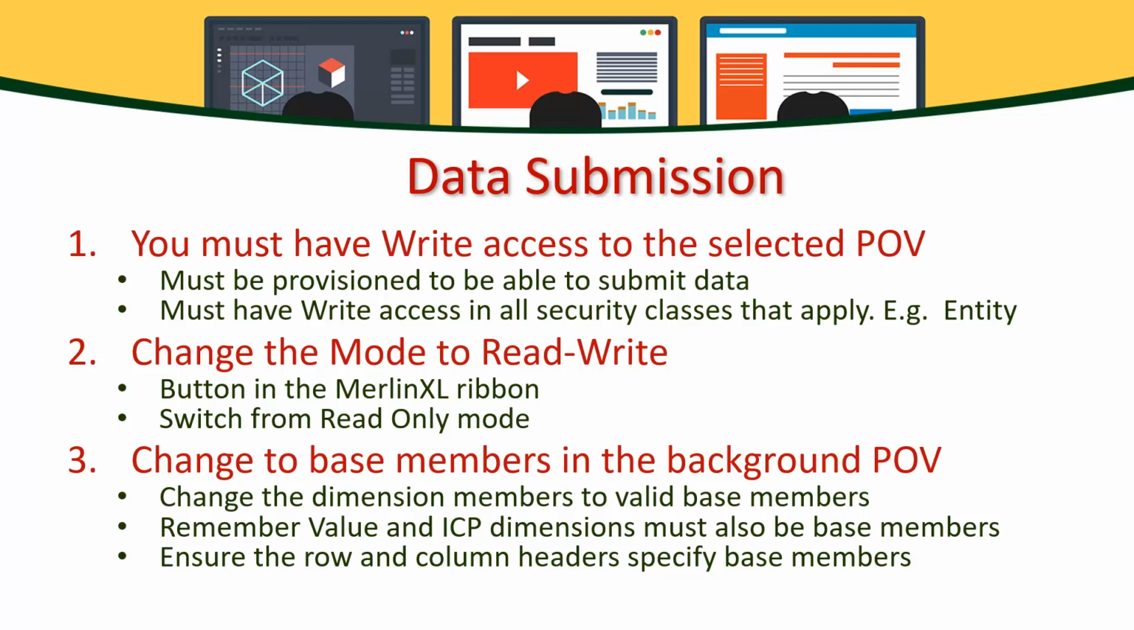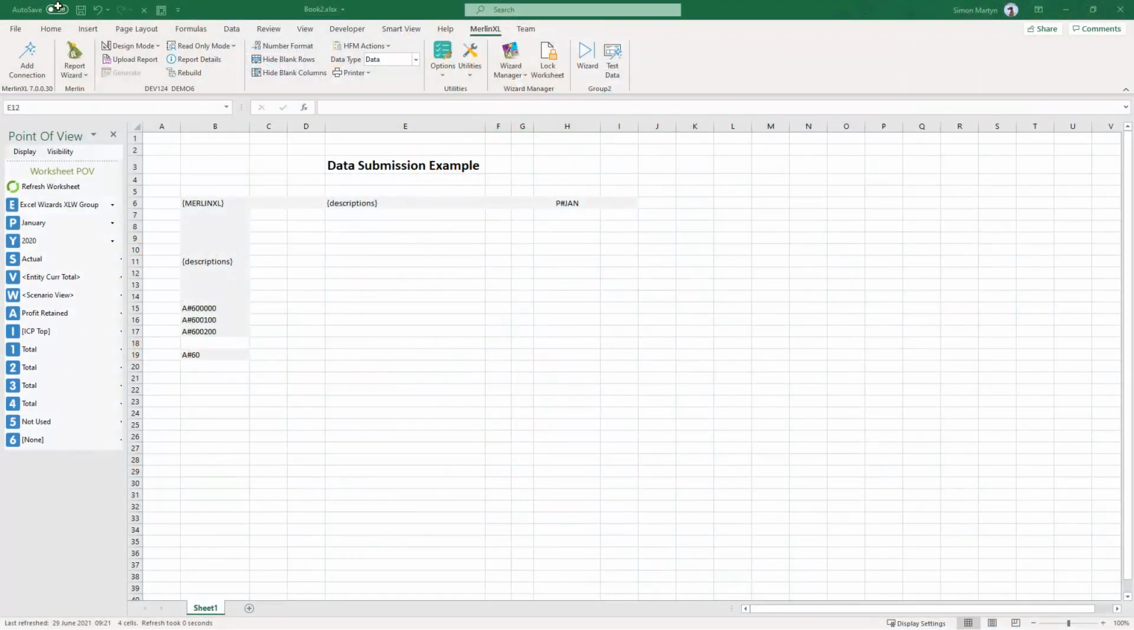This normally means ensuring all dimensions are set to base members, in particular remembering to set the value and ICP dimensions to base members, and ensure that in the row and column headers where you want to submit data, these are also set to base members. In this simple example, we have some base accounts in the row headers.